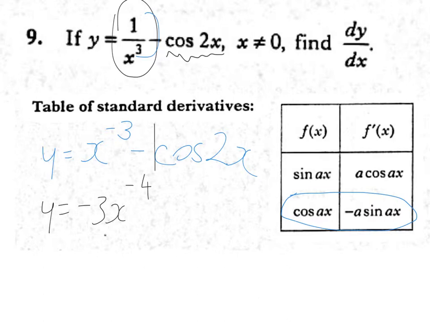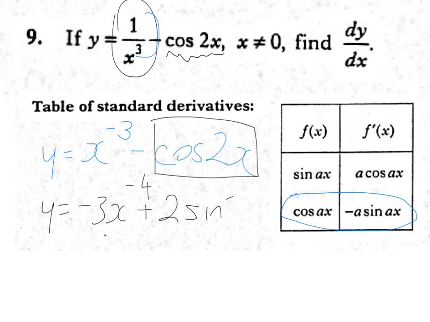Now, if I differentiate cos 2x, you can see clearly enough that cos 2x will be minus 2 sine 2x, but if there's already a minus in front, then it would be plus 2 sine 2x. That is the final answer.